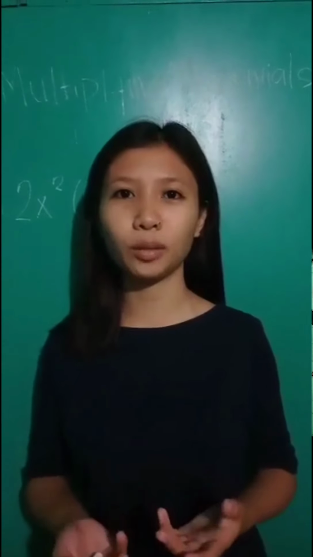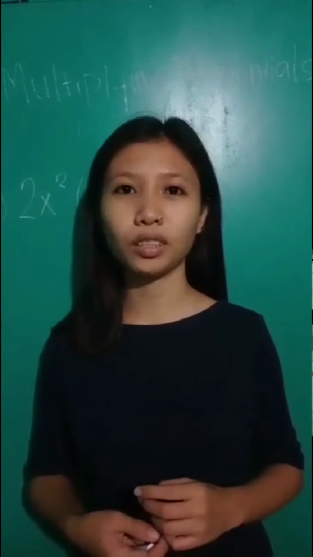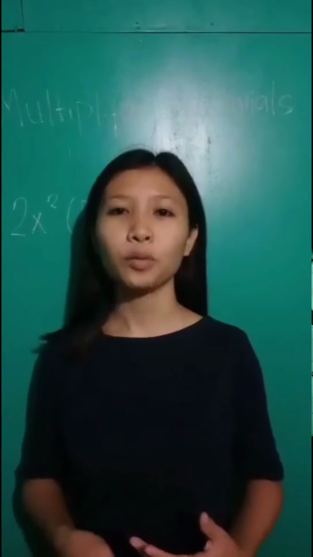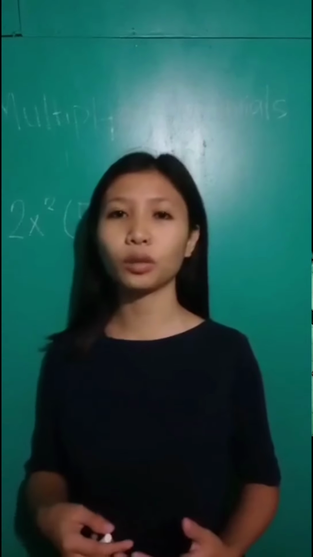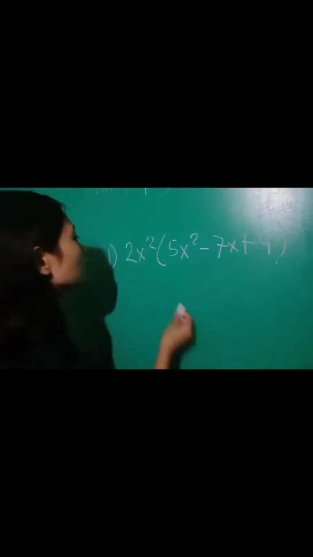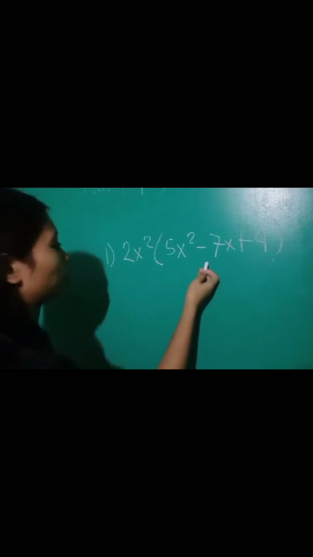Good day everyone! Our video tutorial for today is all about multiplying polynomials. What are the steps required for multiplying polynomials? The first step is to distribute each term of the first polynomial to every term of the second polynomial. Always remember that when we multiply two terms together, we multiply the coefficients, the numbers, and add the exponents. The second step is to combine like terms. Let's proceed to the first step.